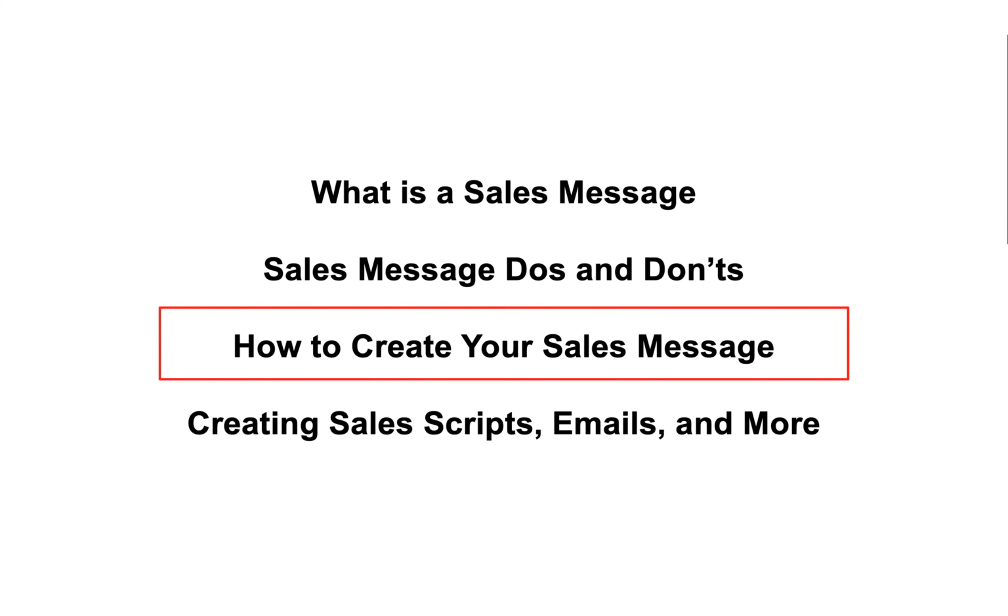So now let's go through a step-by-step process for how you can create your sales message. I'm going to go through this really linear kind of step-by-step process, and it starts with, we're going to identify the product or service that you sell. And by the way, these steps all build one on top of another. So each next step uses information that we gathered in the first step.